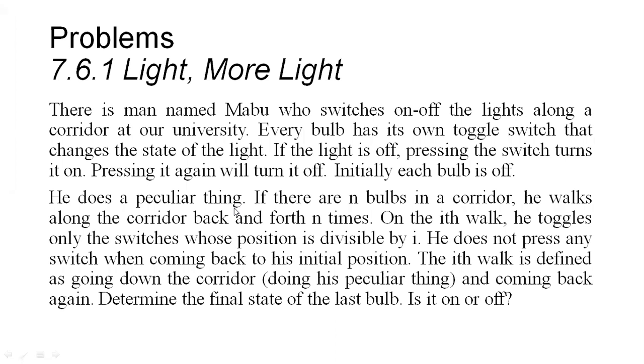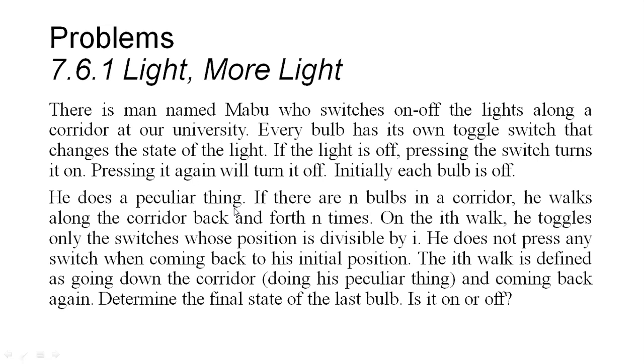So at the ith walk, for example, the third walk. In the third walk, he toggles only the switches whose position is divisible by i. What is he doing in the third walk? He will toggle the switch, but only the switches which are divisible by i.